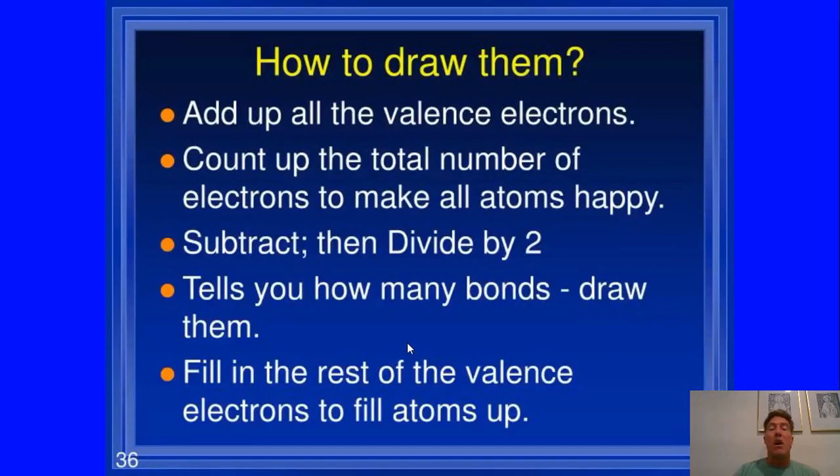So how do we draw these? Well, the first thing to do is to add up all the valence electrons. Then count up the total number of electrons to make all the atoms happy. Then we subtract the total that we need from what we have, and we divide that number by 2, and that'll tell us how many covalent bonds we need to make. We draw those bonds, then we fill up the rest of the valence electrons to fill the atoms up.